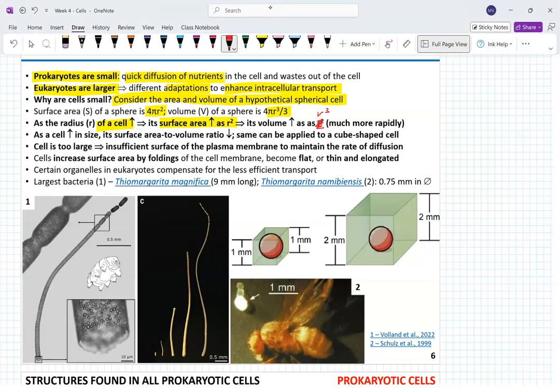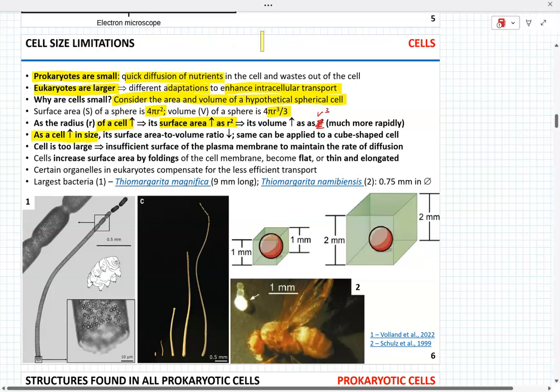If you write down a ratio of the surface area to its volume, you will see that as a cell increases in size, the ratio of surface area to volume decreases. The same concept can be applied to a cell that is shaped like a cube. If a cell is too large, the surface of that cell is not sufficient relative to its volume to maintain an adequate rate of diffusion.